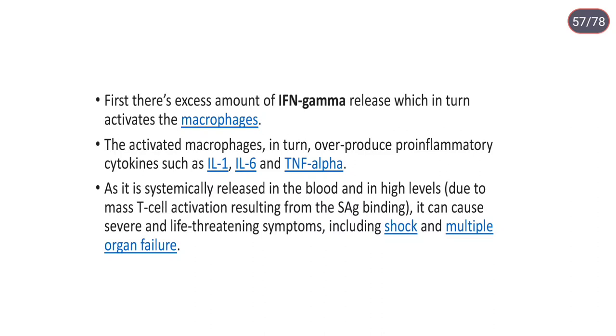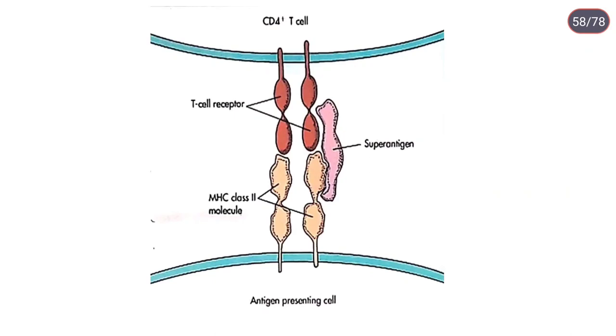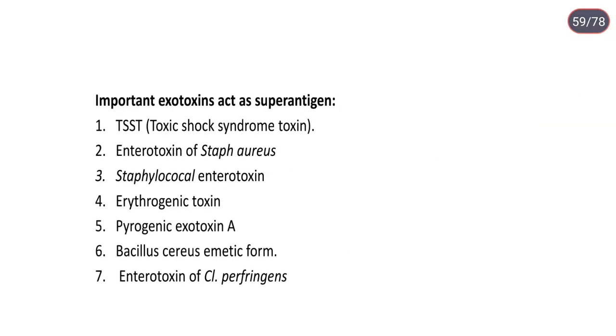the macrophage overproduces pro-inflammatory cytokines like interleukin 1, 6, and tumor necrosis factor alpha. And this actually causes systemic effects like shock and multiple organ failure. So this is the superantigen system. This is the superantigen which is binding with the T cell receptor as well as major histocompatibility complex 2, which is activating the macrophage, and release of cytokines occurs, which causes the systemic effect.